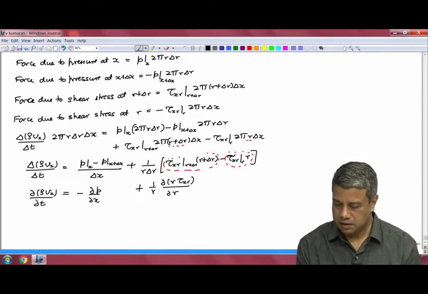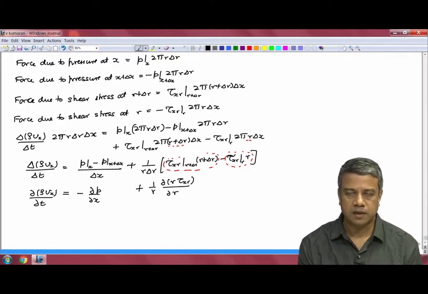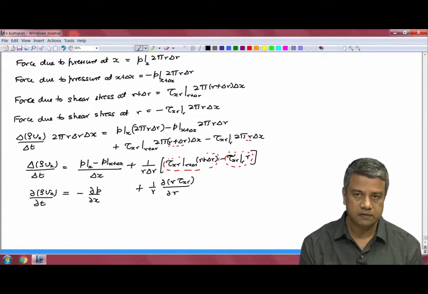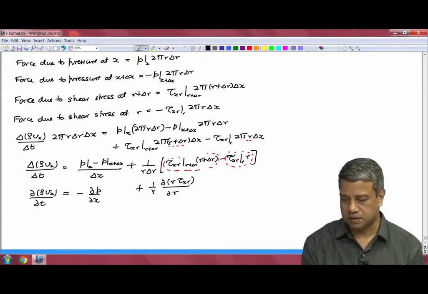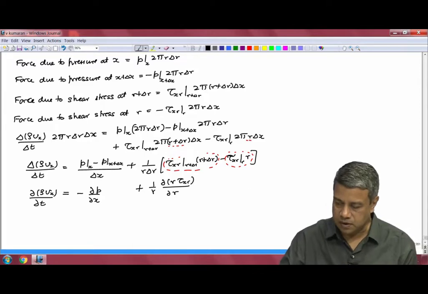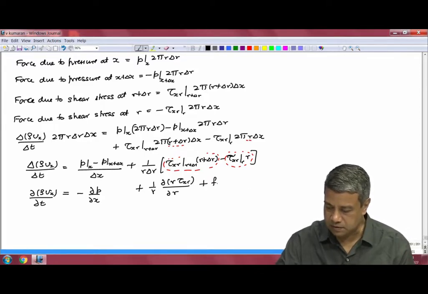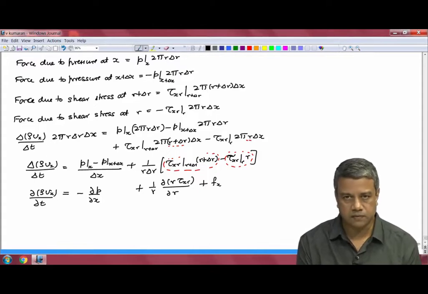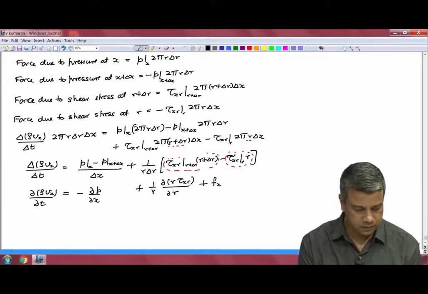So, this is the momentum conservation equation for a cylindrical pipe flow, for a fully developed flow where there is no variation in the velocity with the x position. And if I had a body force in the x direction, this would be an additional term f x. So, this is the momentum conservation equation.